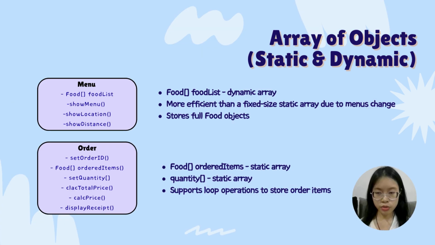For array of objects, we use two types of array. In the menu class, we implement a dynamic array for the food list. Since the menu is not fixed, we need the flexibility to add or remove items. In the order class, we use static arrays for order item and quantity to support using a loop operation to store order items for calculating the final price.